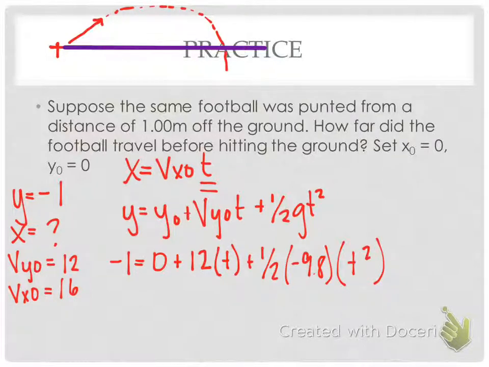We've got to use a quadratic. So that's going to leave our quadratic equation at negative 4.9 t squared plus 12t plus 1 equals 0, because I'm going to move this 1 to the other side.